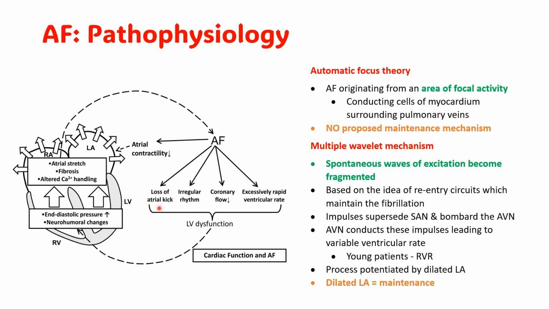And we have loss of that atrial kick. Atrial kick is essentially in late diastole when the atria contract to force the rest of the blood from the atria through the AV valves into the ventricles before systole. So you lose that atrial kick. We have that irregular rhythm, which you can feel from the pulse, and you can also pick that up on the ECG. There is a reduced coronary flow through the coronary vessels.